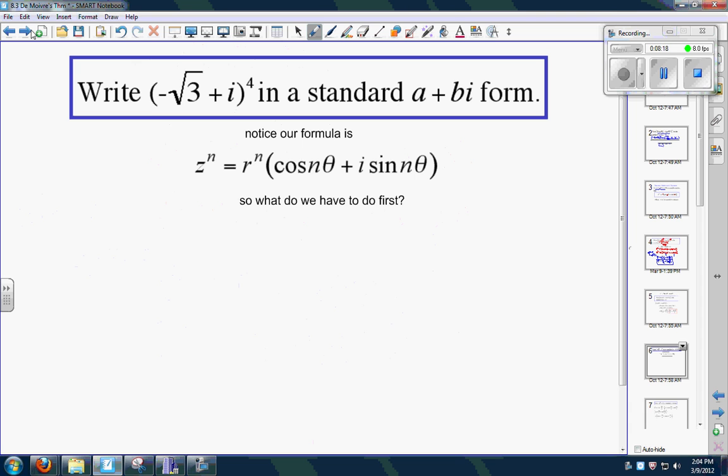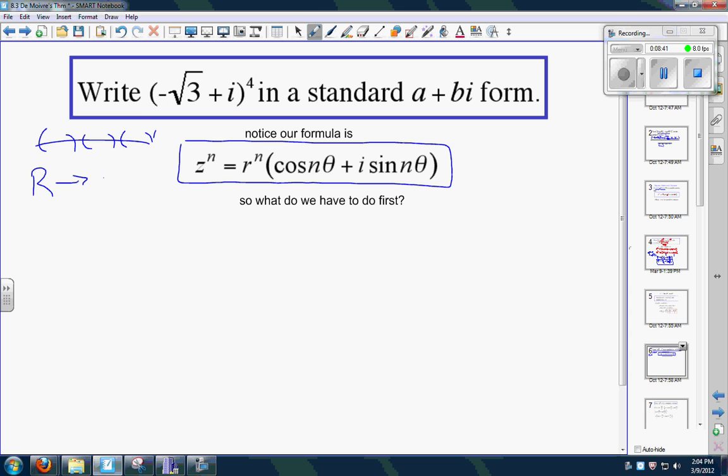All right, what if they want you to take this guy? So it's in rectangular and raise this one to the 4th. Again, we don't want to do all this in the double distributing. That's going to take us forever. We have a formula here, but this formula only lets us do things that are in polar form. So we may have to take this guy in rectangular first and change this over to polar. So write this in standard a plus b form.